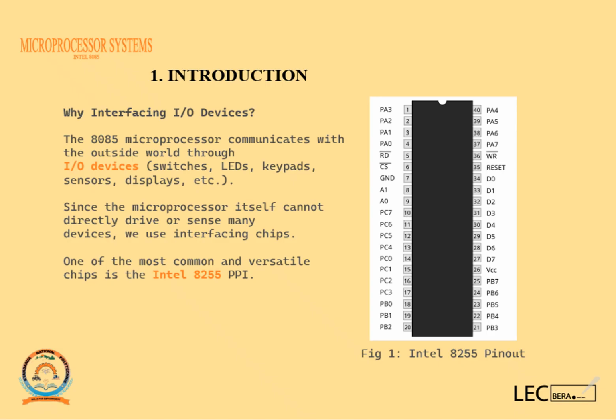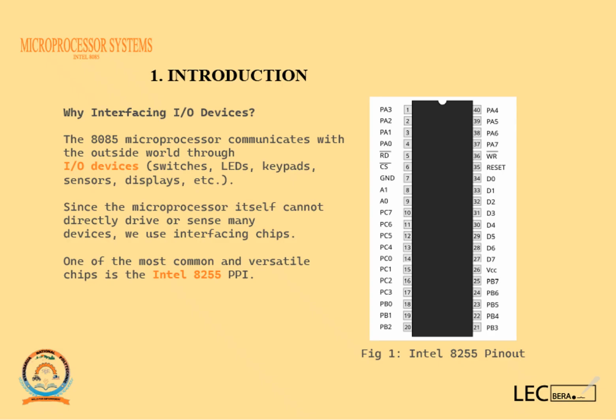You cannot know all the languages in this world, so what will you need? A translator. And that's the reason why the Intel 8085 needs the 8255. That's an interfacing device. One of the most common and versatile chips is the Intel 8255. This is a programmable peripheral interface device, and we are going to look at this device.